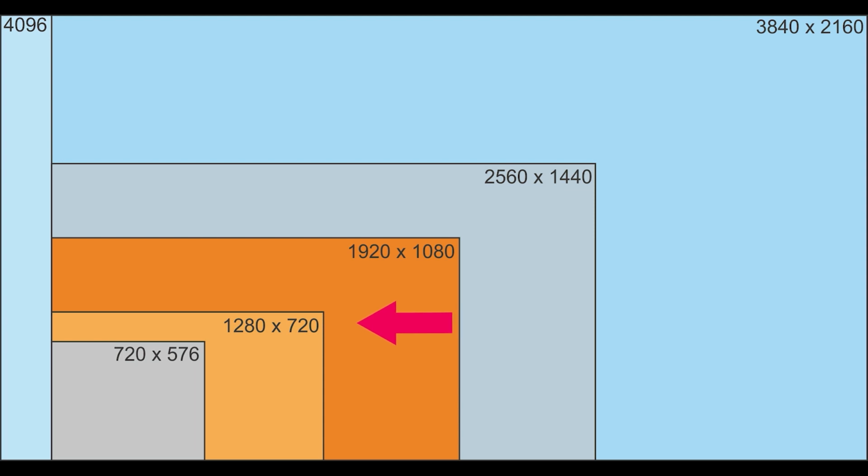One is 720p, which is 1280 by 720, and the second is 1080p or Full HD, which is 1920 by 1080. For Ultra HD, there are two common resolutions. One is 1440p or 2K, which is 2560 by 1440. Second is 4K, which is 3840 by 2160.